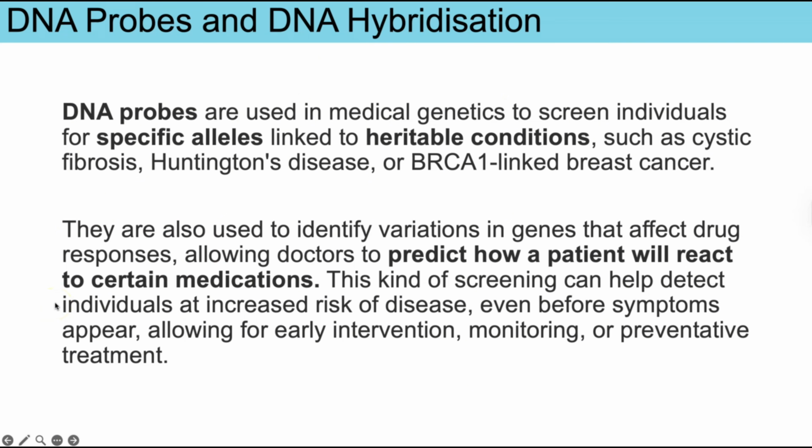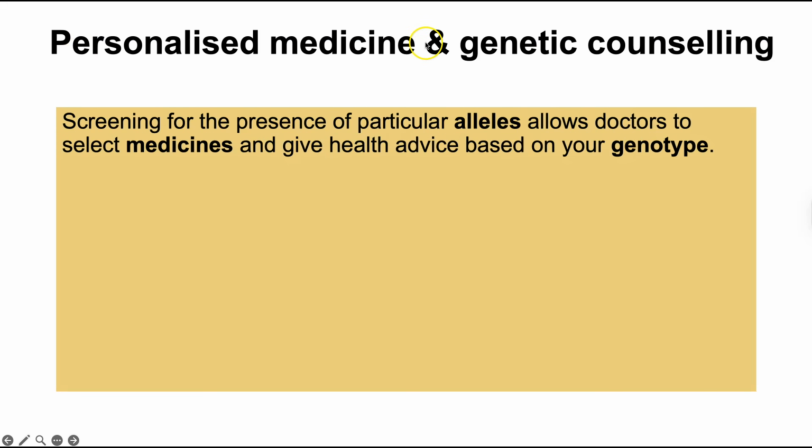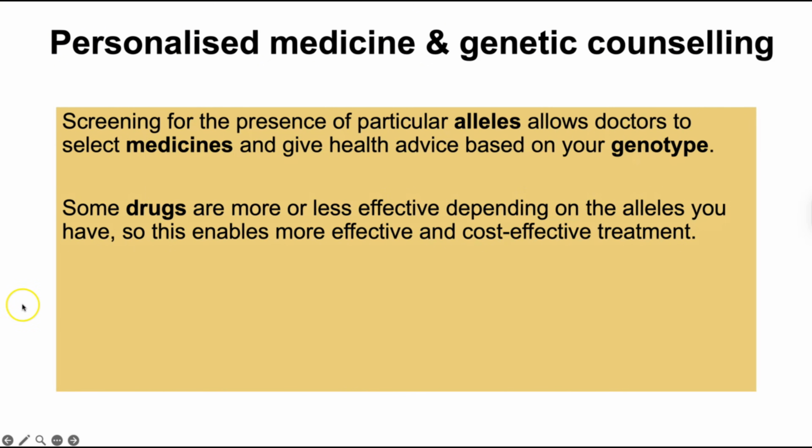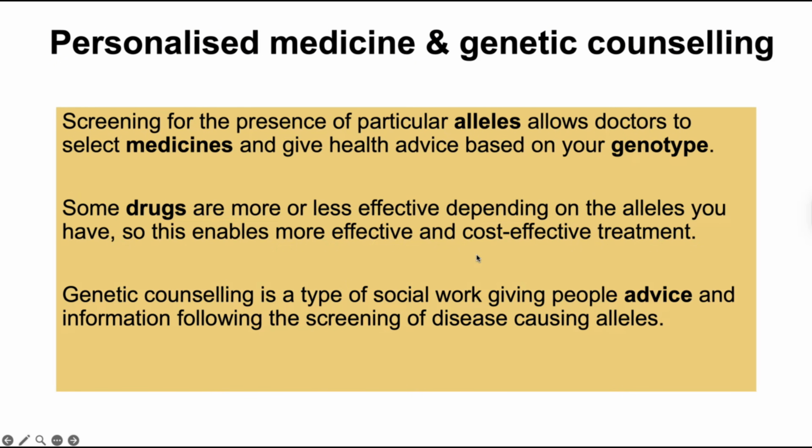And this kind of screening can help to detect individuals at increased risk of disease even before the symptoms occur, which allows for early intervention, monitoring, or even preventative treatment. So this is what we mean by personalised medicine and genetic counselling. We're screening for the presence of that particular allele, selecting personalised medicines based on your genetics. And that's because some drugs are more or less effective depending on your genetics. And that enables it to be more effective to you, but also more cost effective as a treatment.